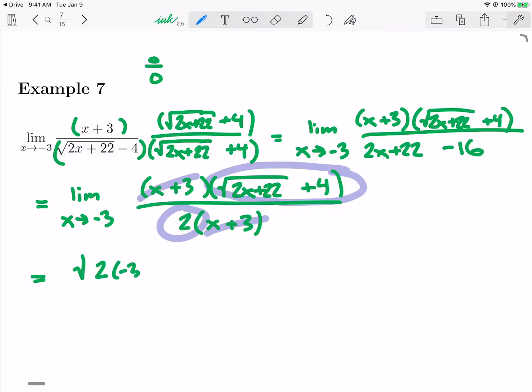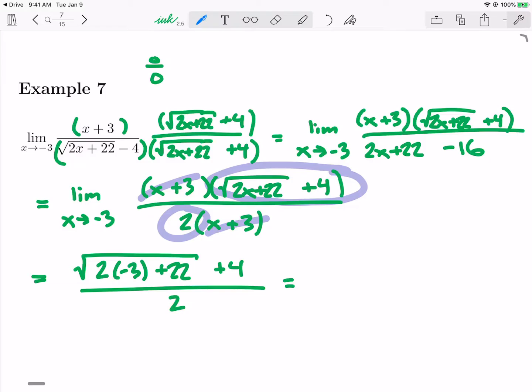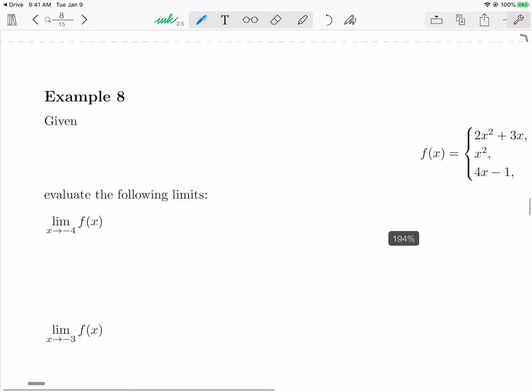So I've got 2 times negative 3 plus 22, all under the square root, plus 4 over 2. So I got negative 6 plus 22 is 16. Square root that, you get 4. So 4 plus 4 is 8 over 2 is 4. So you notice some of these patterns are repeating.